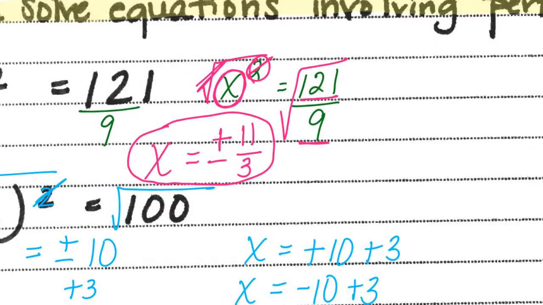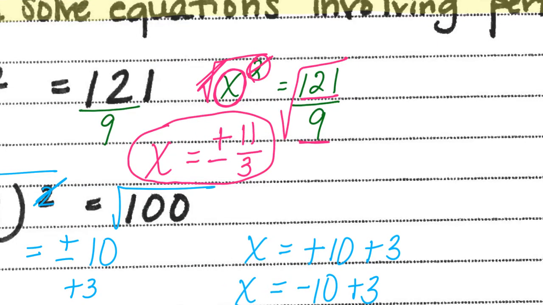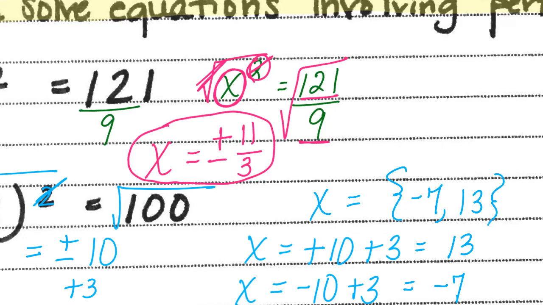Do we have to solve? Yes, we actually can solve these. 10 plus 3 is equal to 13, and negative 10 plus 3 is equal to negative 7. So in this case, sometimes you'll see x is the set of numbers negative 7 and positive 13. I never mind if you circle them and tell me what it is. I'm not a picky teacher, but some teachers will expect that of you.